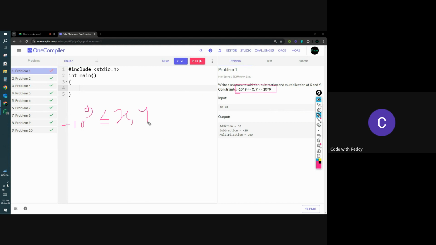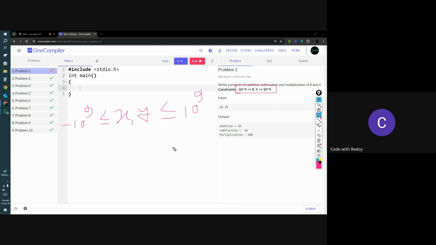x, y, less than or equal to 10 to the power 9. So the range for x is minus 10 to the power of 9 to 10 to the power of 9. And the range for y is minus 10 to the power of 9 to 10 to the power of 9.